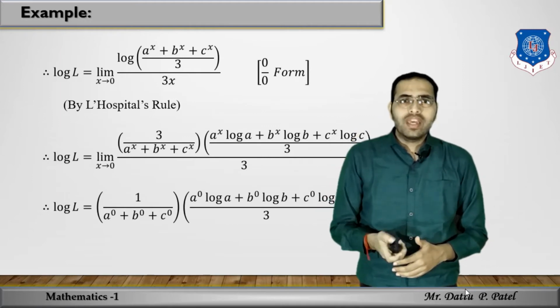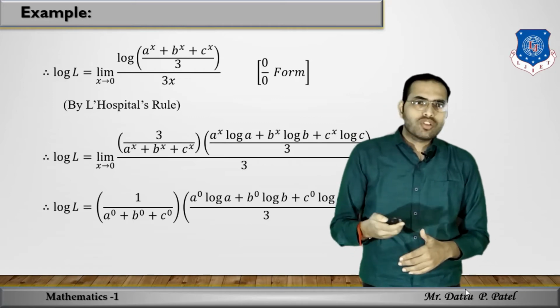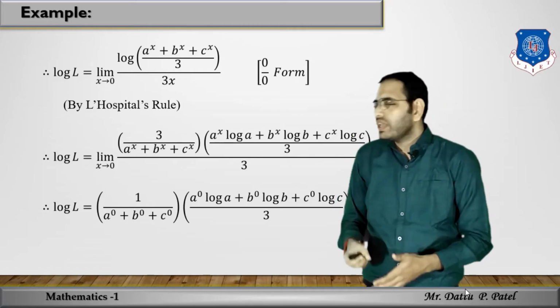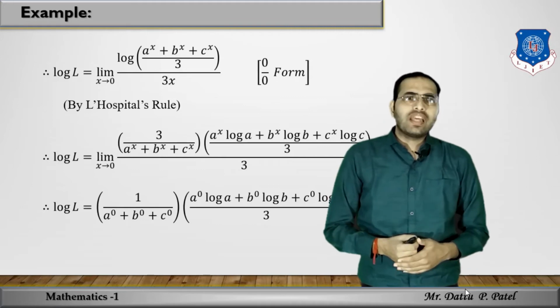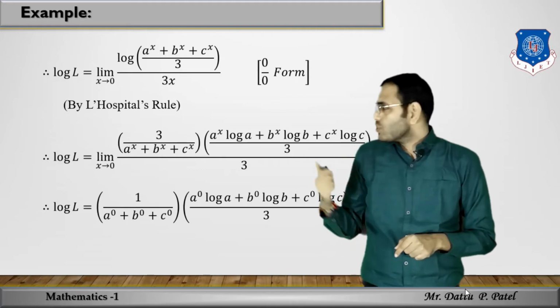Inside the bracket, a raised to 0 log a plus b raised to 0 log b plus c raised to 0 log c, divided by 3. Then 3 into 3, that is 9. Then we can write 1 by 9 (log a plus log b plus log c).